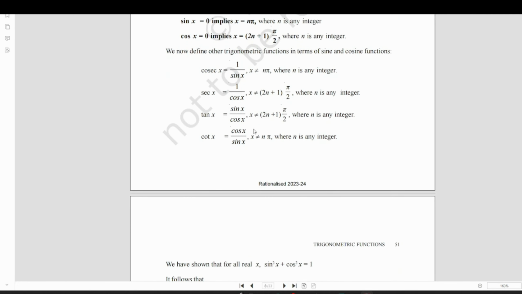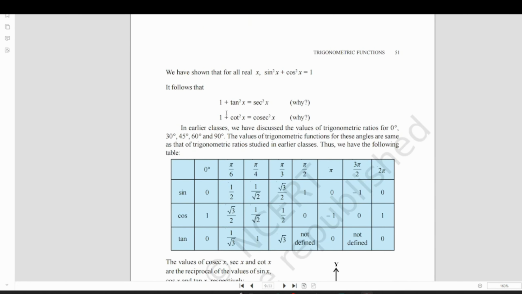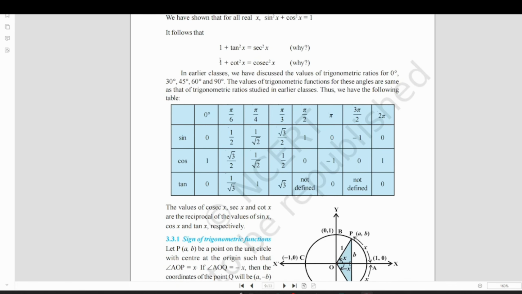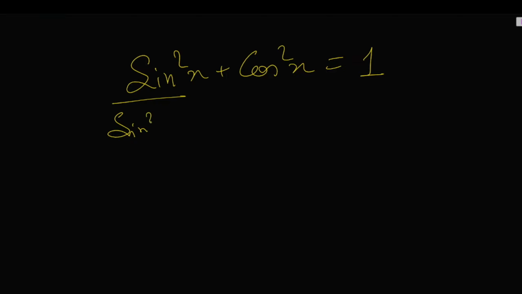Cos x we have already discussed. Now we have shown that for all real x, sin square x plus cos square x equal to 1. It follows that 1 plus tan square x equal to sec square x and 1 plus cot square x equal to cosec square x. So let's see why. You know, sin square x plus cos square x is equal to 1. Now I divide both the sides by sin square x.